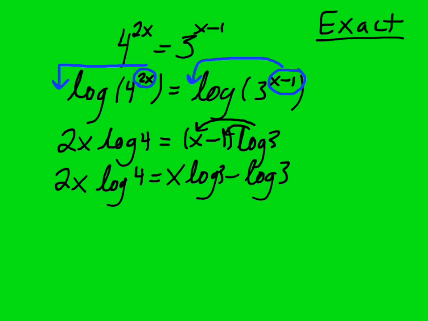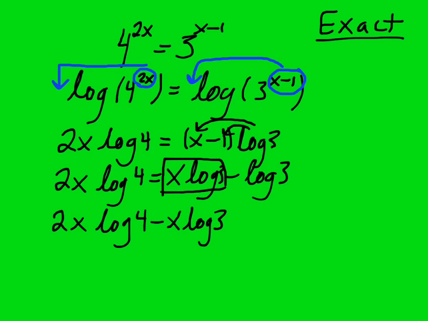Now I want to get my x's on one side. So I'll subtract x log of 3 from both sides. I'm not going to write it, but I end up getting 2x log of 4 minus x log of 3 is equal to negative log of 3. When I subtract x log of 3 here, it cancels these two terms. That's why it happens.